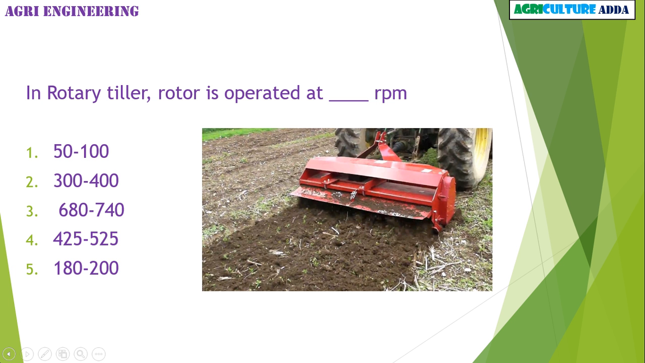Next, in rotary tiller, rotor is operated at dash RPM. 300 to 400, 680 to 740, 425 to 525, 180 to 200. Answer is 180 to 200 RPM.